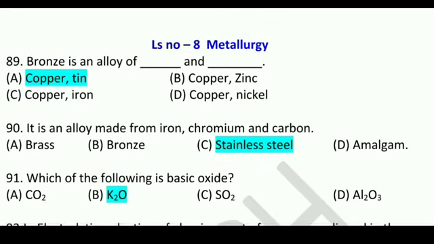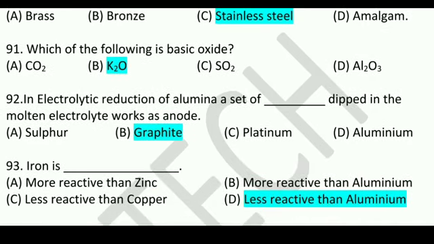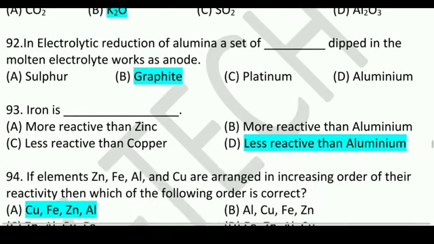Now let's move ahead with lesson number 8, metallurgy. Bronze is an alloy of dash and dash. It is an alloy of copper and tin. It is an alloy made from iron, chromium and carbon. It is stainless steel. Which of the following is a basic oxide? It is K2O. In electrolytic reduction of alumina, a set of dash dipped in molten electrolyte works as the anode. Answer is graphite.